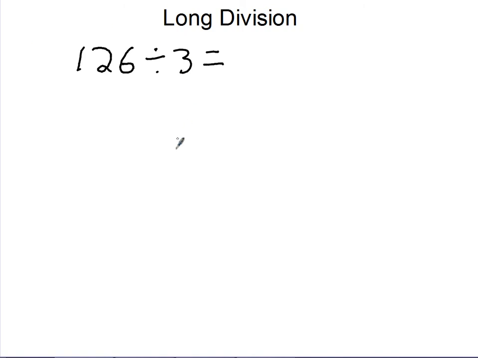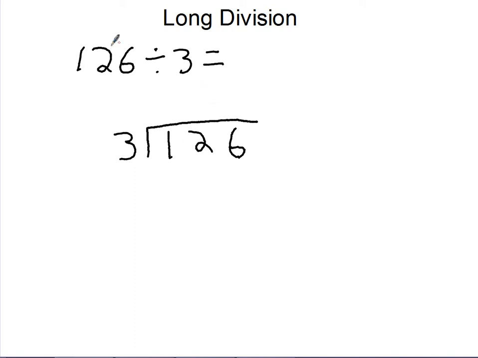So, in a division, you always start with a little bit of a table. And this is where some people start to lose track. The first number goes inside the box, 126. The second number goes outside the box. A lot of people lose track there, so practice, practice, practice that.